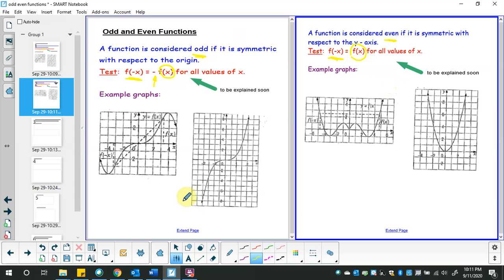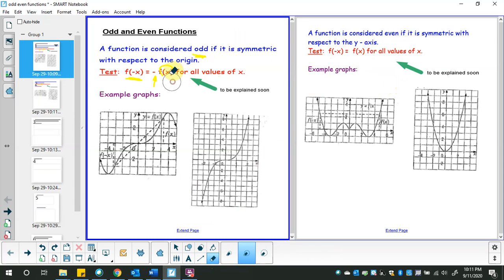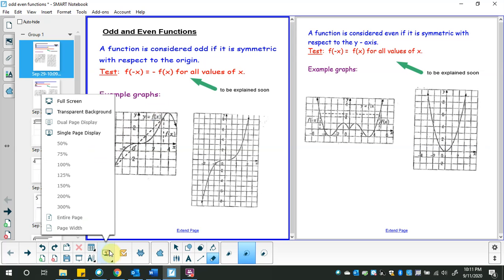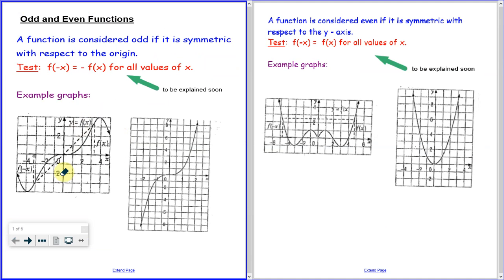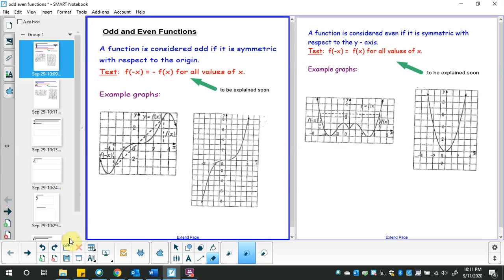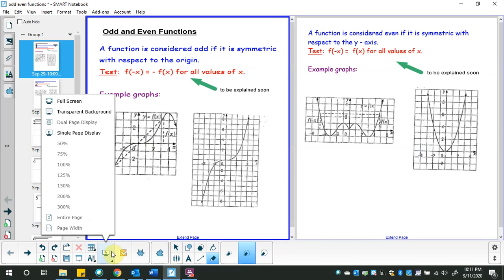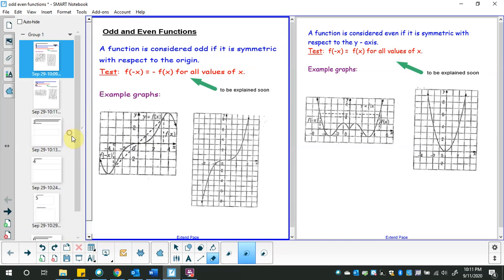So we're going to go through all this. I'm going to erase my markings. May need to come back and put them on. But my first question will need me to put this back on full screen. Not what I was intending. Put it back on entire page. Single page display.